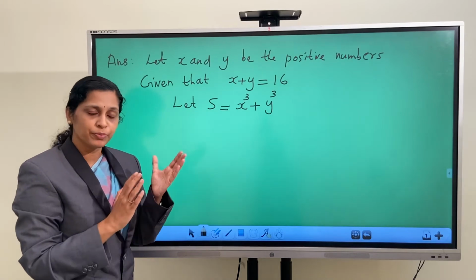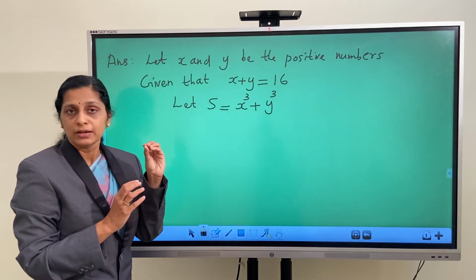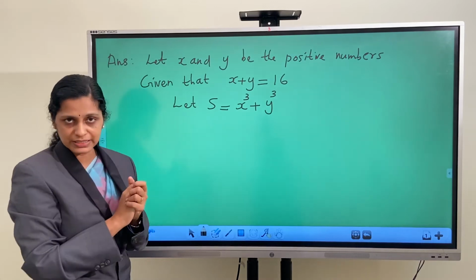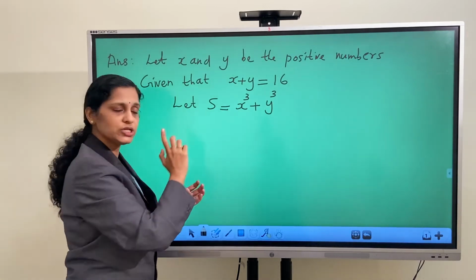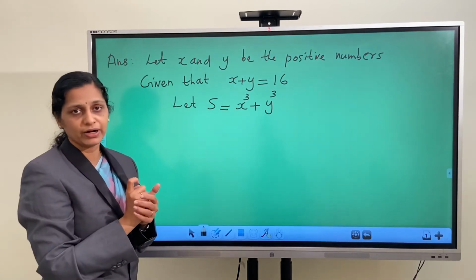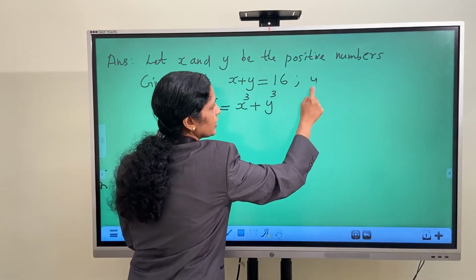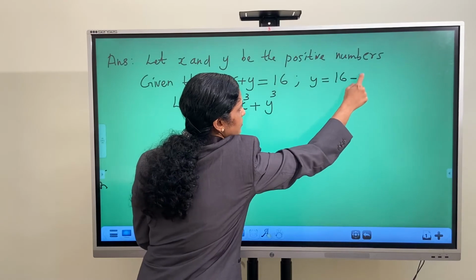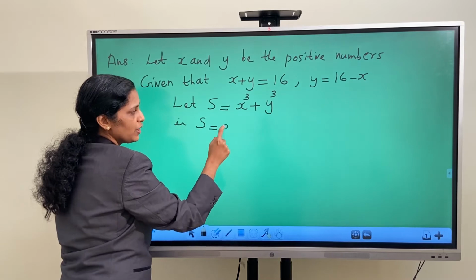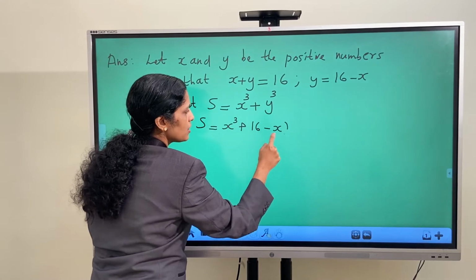And we know that the point of minima will be one of the critical points. Therefore, we need to find the critical point of this function. For that, we need to differentiate this. But before differentiating, we need to write this in only one variable. Here x plus y is equal to 16. Therefore, we can write y as 16 minus x. Therefore, our S is equal to x cube plus (16 minus x) the whole cube.